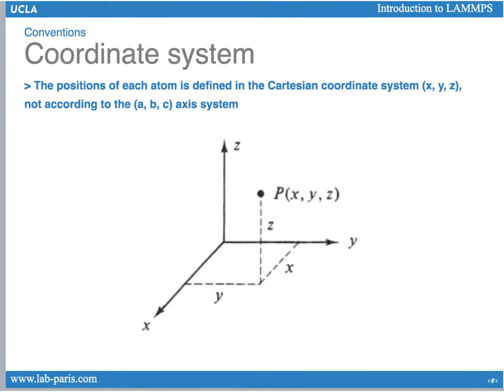Then you will need to define the coordinates of all the atoms within the cubic box, and this can be accomplished by just providing to LAMMPS the Cartesian coordinates of each of the atoms. For each atom, you will need to provide its position with respect to the origin. If you take the origin at 0, 0, 0, the position will be just the X, Y, and Z coordinates of each atom within this box.